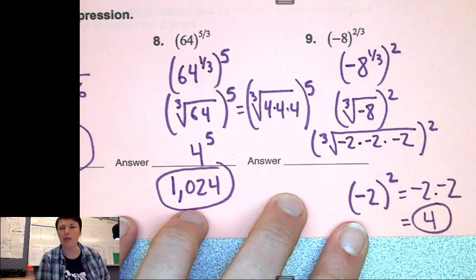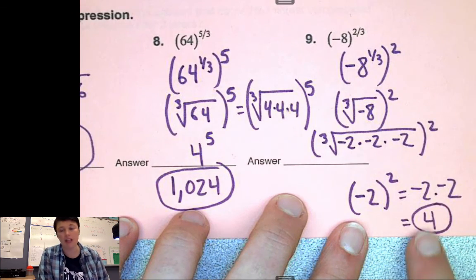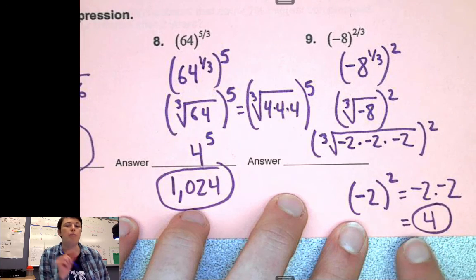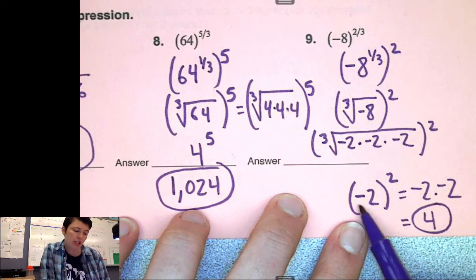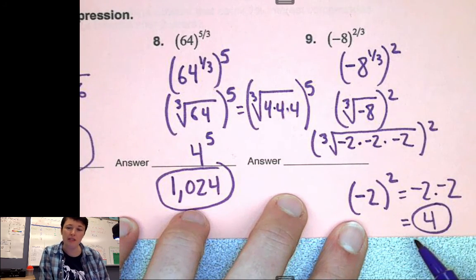I believe on the test there was quite a few of you that accidentally wrote -4 as your answer. So you got to pay attention to those negatives. When you're squaring the negative, it turns into a positive. So the answer is +4.